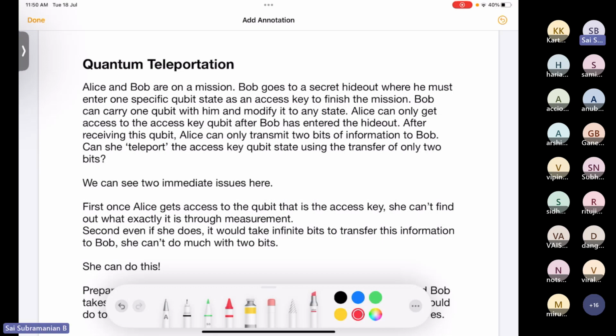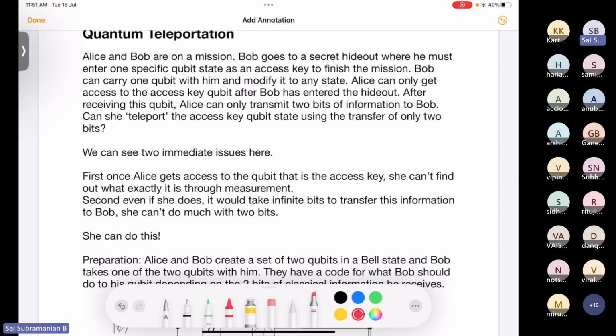Remember, the access qubit is with Alice. She has to teleport this qubit state to Bob for him to complete. So can she do this? If you think of it classically, then no. If you just think about it, there are some issues here.